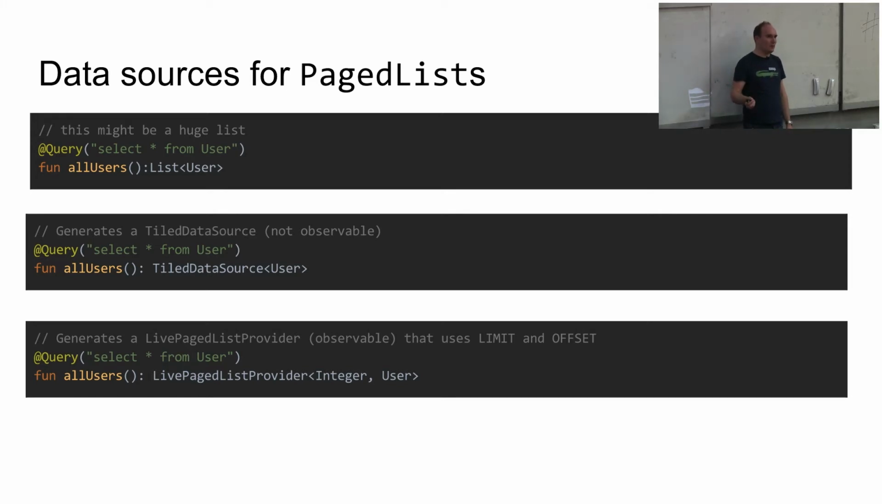And that data source, you can feed into a page list, and yeah, it will be more efficient. And we also have a variant here that will notify the page list if data changes, like the live data, and that's called live paged list provider. So there's documentation on how this all works and what plumbing you need to do for the paging component as well, but this is the important part.